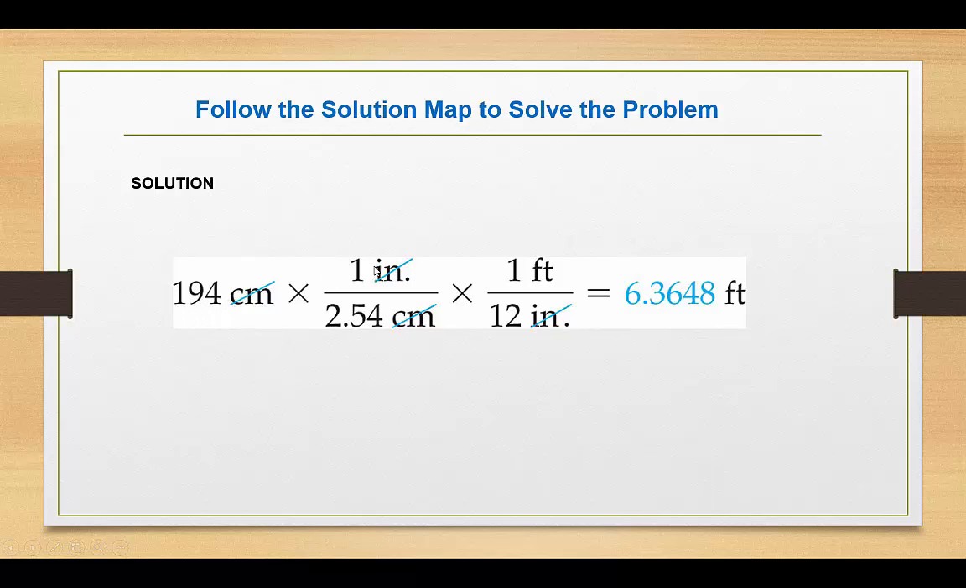194 times 1 times 1, so I have 194 on top. Then I'm going to divide that number by 2.54, and then whatever that answer is, I'm going to divide it again by 12. Now be careful when you're putting things in your calculator not to make the mistake of saying 194 times 1 divided by 2.54 times 12. Unless you put that in parentheses, that won't work. So divide by, divide by. The number I get, 6.3648 feet.